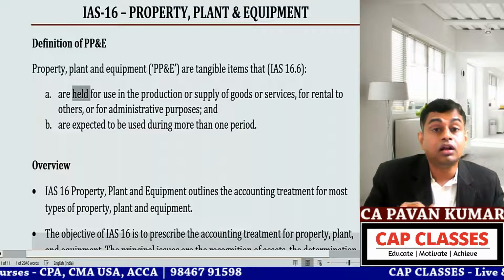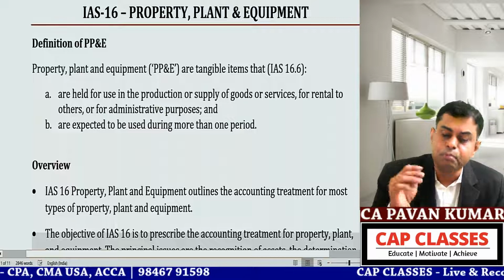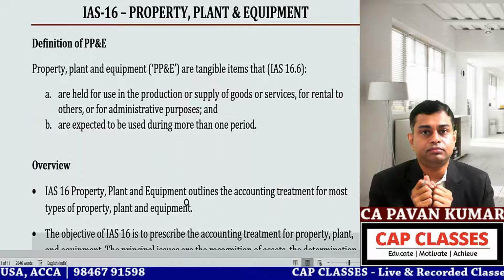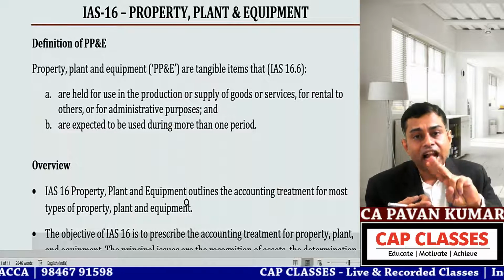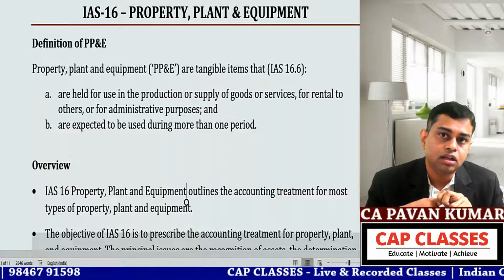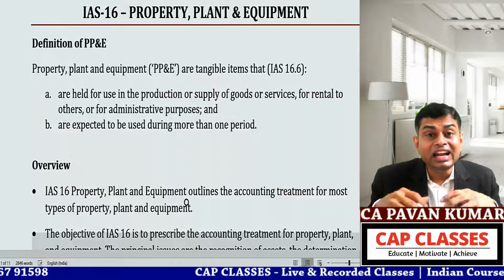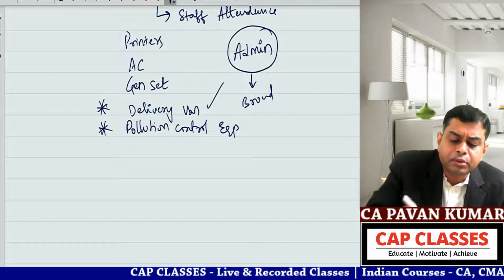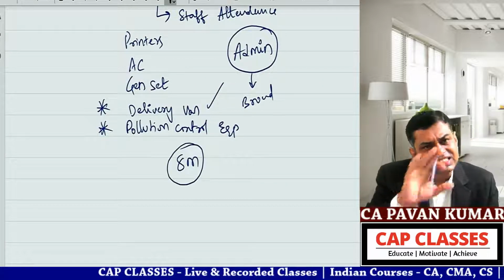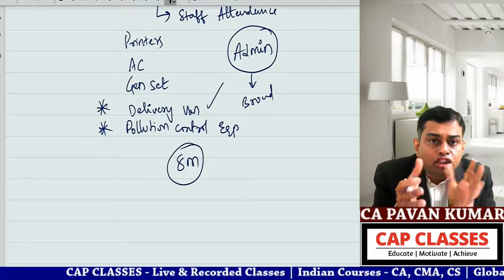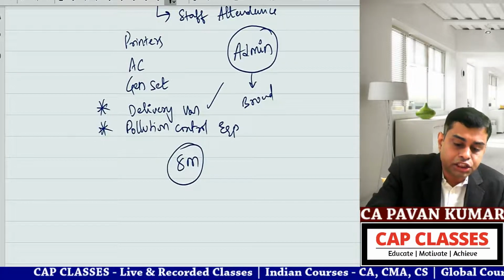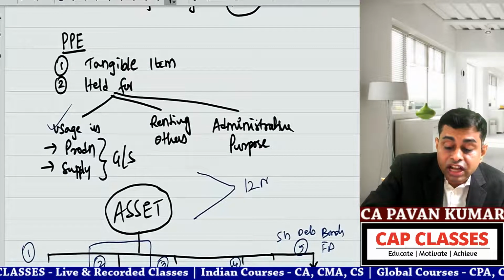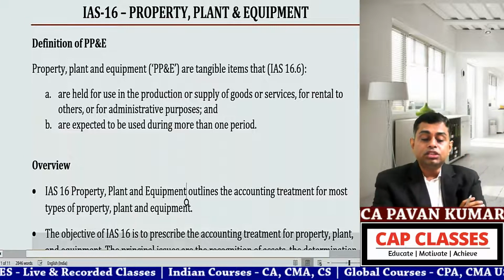Part 1 is over. And most important thing: Pavan sir, I have purchased one asset, which is a tangible item, which is held for use in production. But Pavan sir, within 8 months, the consumption of the asset is over. So I will use this asset only for 8 months. Within 8 months, this will be exhausted. So after 8 months, there will be no this item. Remember one more condition: to be called property, plant and equipment, it should be used for more than 12 months.